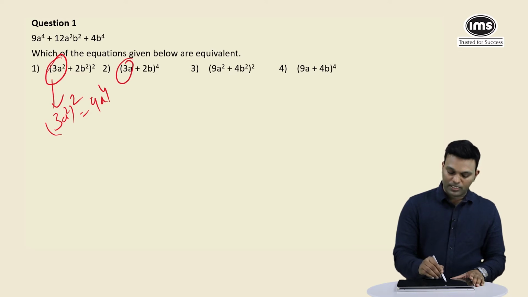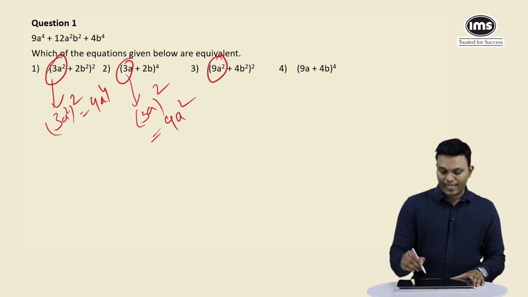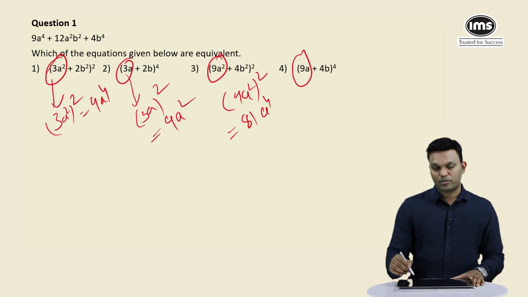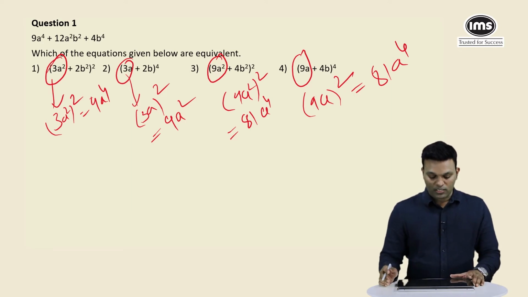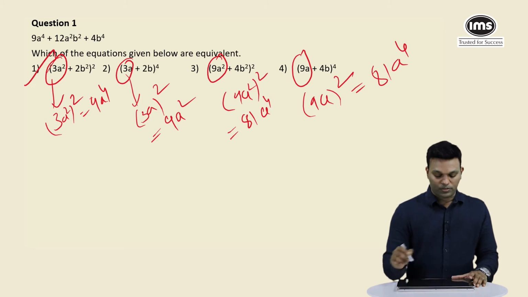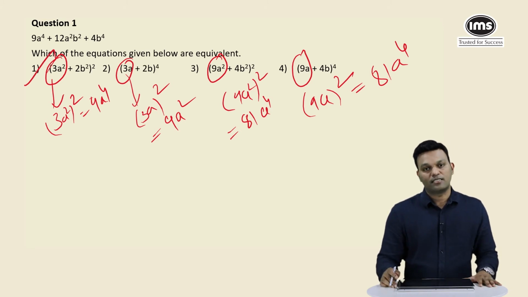Similarly, in the second option, 3a the whole squared is equal to 9a square. Third option, 9a square, if you take the whole square, comes to 81a raised to 4. And the last option, 9a the whole squared, you get 81a raised to 4. So out of all of these, the closest one that you can take is directly the first option. Hence the first option is the right answer. This is the way you have to complete your answers accordingly.